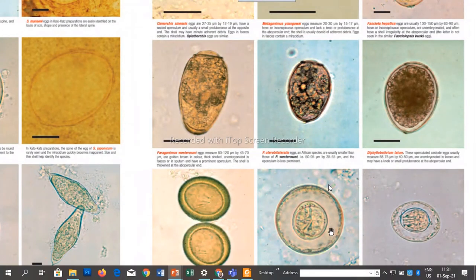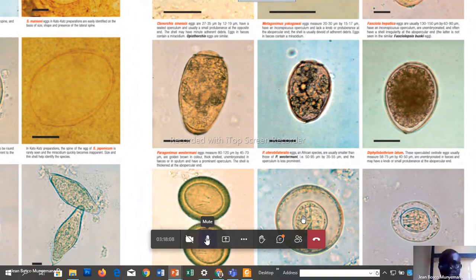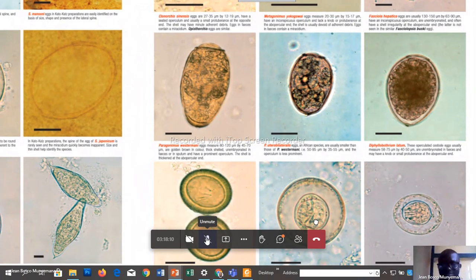That is Taenia, but which Taenia? Hymenolepis? No, that is Taenia solium. Taenia solium looks like this. Taenia solium and saginata look the same. Okay. Hymenolepis, which one? Hymenolepis nana.